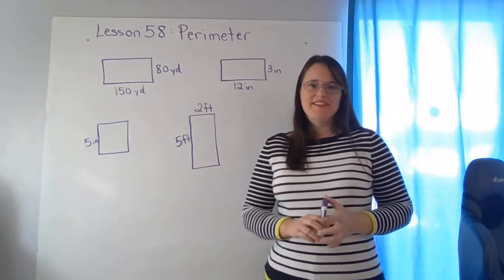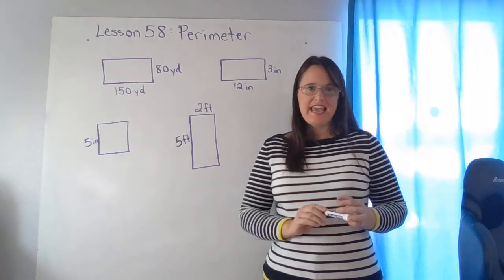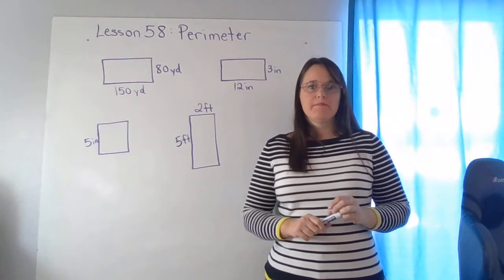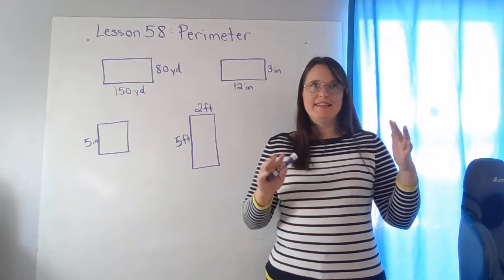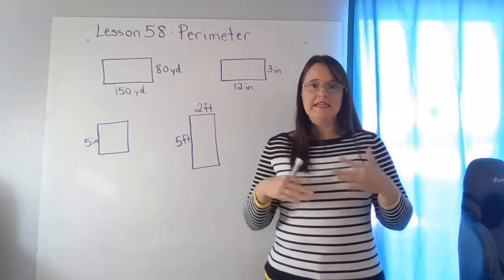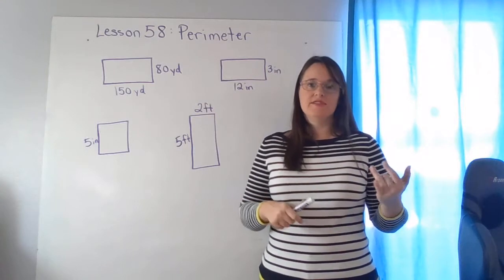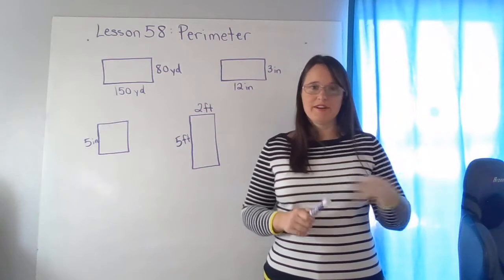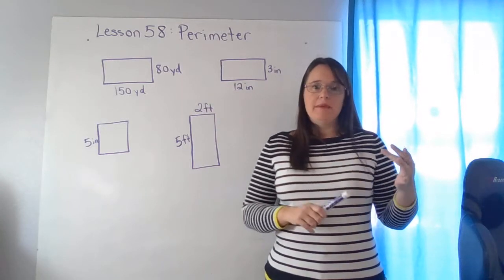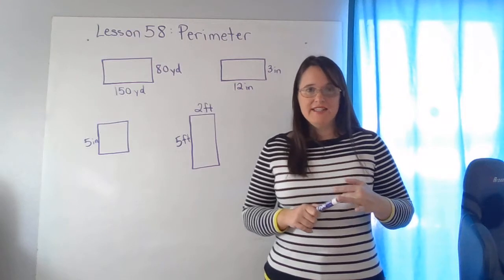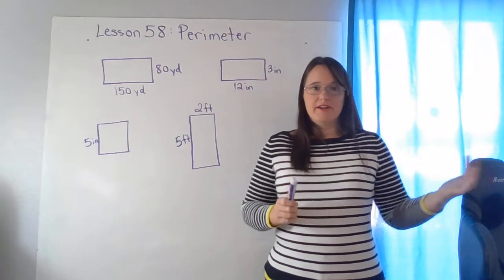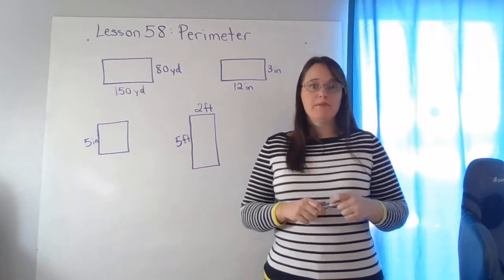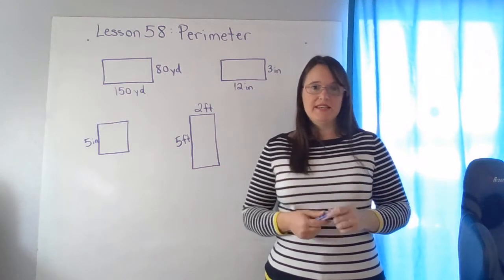Hi class, today we are on Saxon Book 3, Lesson 58, and we're going to talk about something called perimeter. So the perimeter is the distance around an object. Usually when we're talking about perimeter, we're talking about the distance around a yard, maybe the perimeter of the playground at school, or the perimeter of the fence that you have in your dog run. Perimeter is the distance around something.